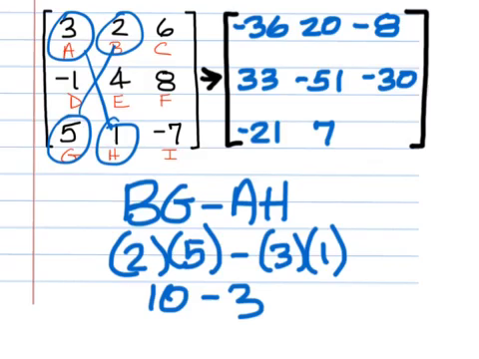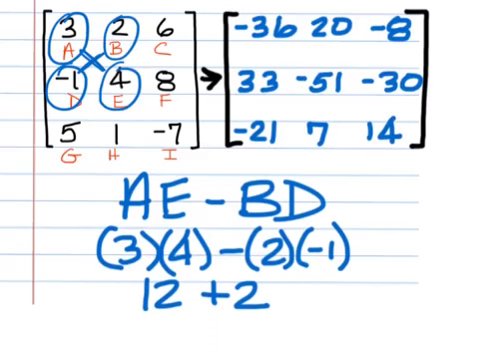And 7 for row 3, column 2. That's BG minus AH. That'll give you a 2 times 5. And then minus 3 times 1. Should have 10 minus 3. And the last cell comes from AE minus BD. So that's 3 times 4 minus 2 times a negative 1. Should give you 12 plus 2. That's where we get the 14.